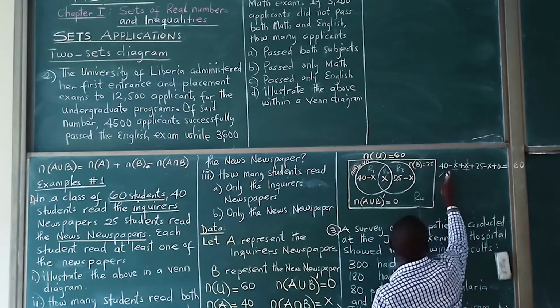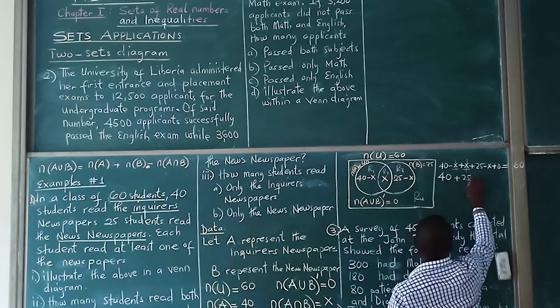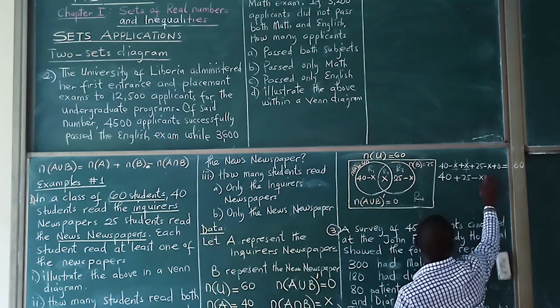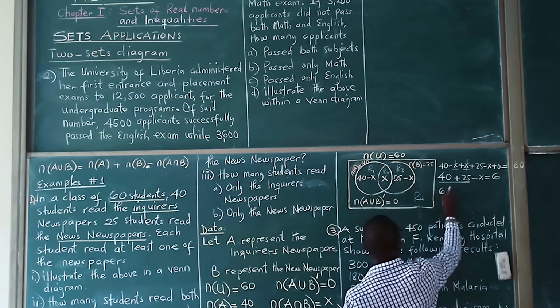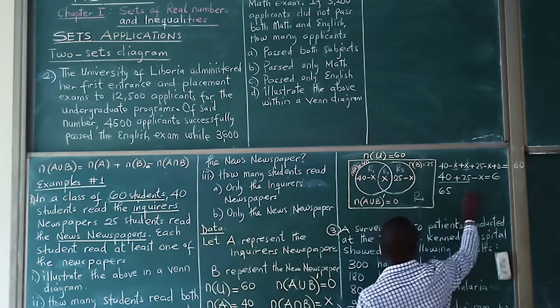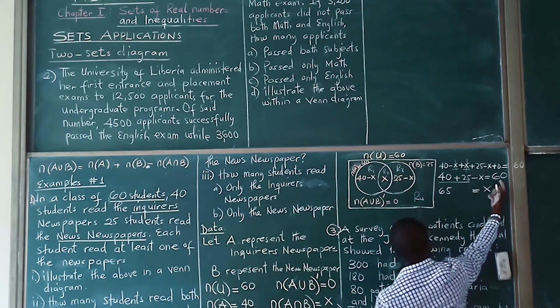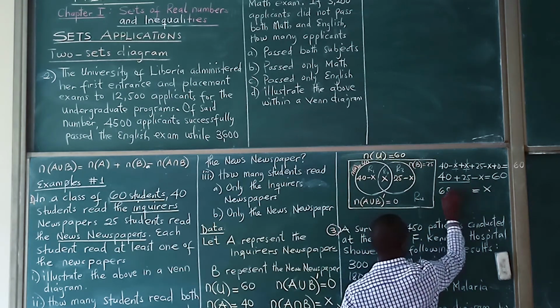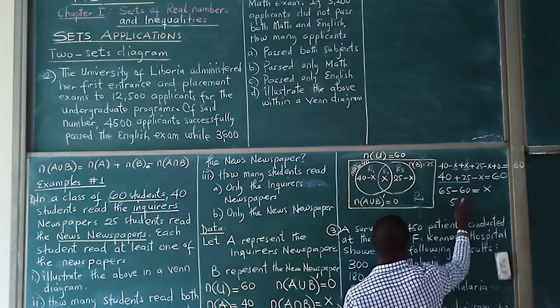This is 40 plus 25 minus x is equal to 60. So 40 plus 25 is 65. Now we send this x across the equal sign, and we send this 60 to the other side of the equal sign, so it becomes minus 60. 65 minus 60 is just 5.